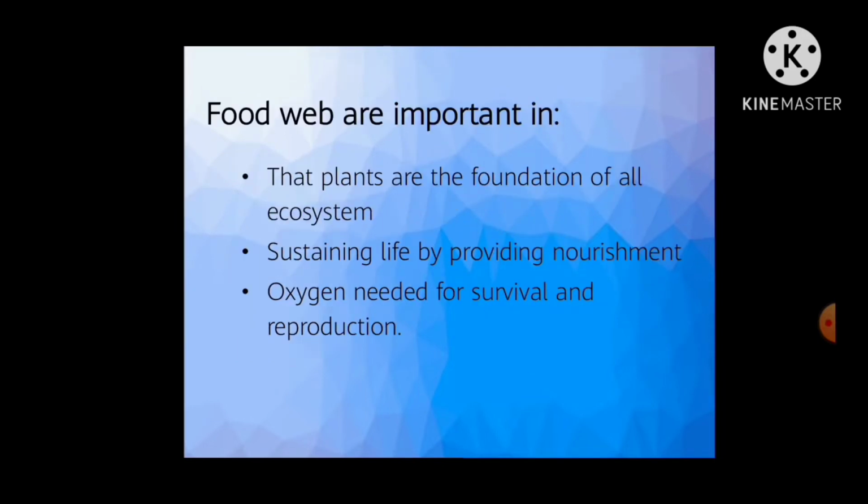Food webs are important in understanding that plants are the foundation of all ecosystems, sustaining life by providing nourishment and oxygen needed for survival and reproduction. A food web explains that the main producers, or the main source of food, are the plants. It shows that the consumers eat their food to be able to survive. And it also explains the importance of oxygen because it is needed for survival and reproduction.